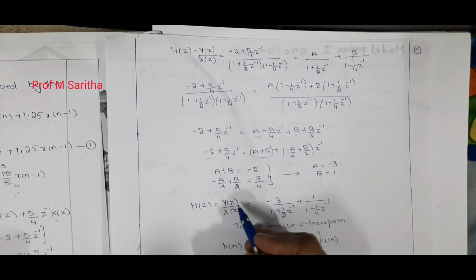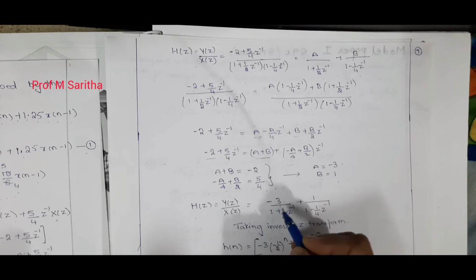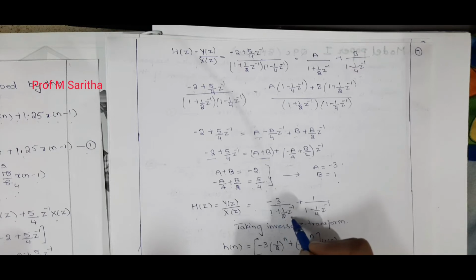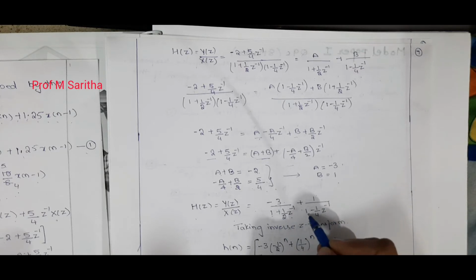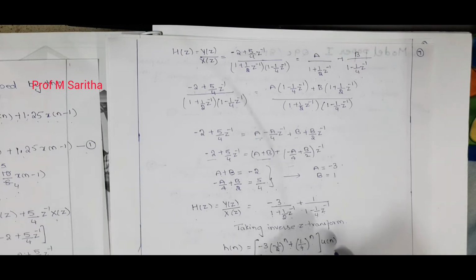So h of z equal to y of z by x of z is equal to minus 3 divided by 1 plus 1 by 2 z inverse plus 1 divided by 1 minus 1 by 4 z inverse. Taking inverse z transform of h of z, you get h of n is equal to minus 3 into minus 1 by 2 whole raised to n plus 1 by 4 whole raised to n, into u of n.